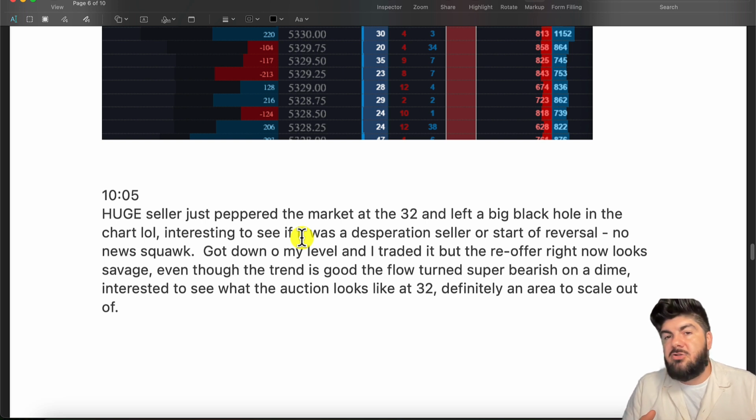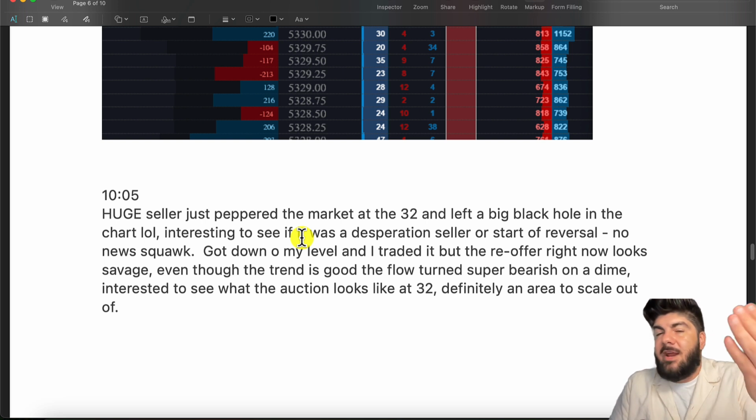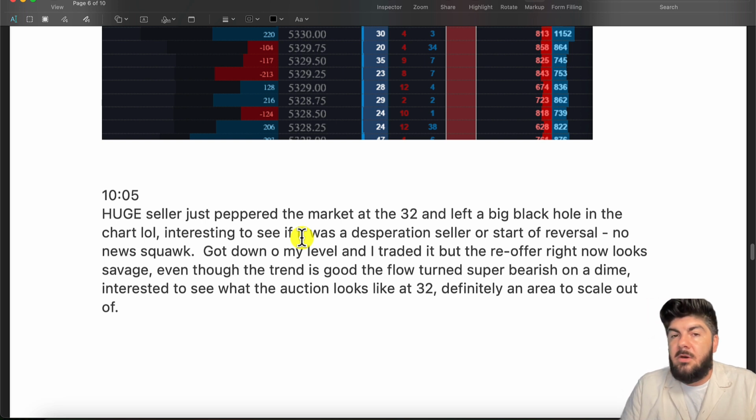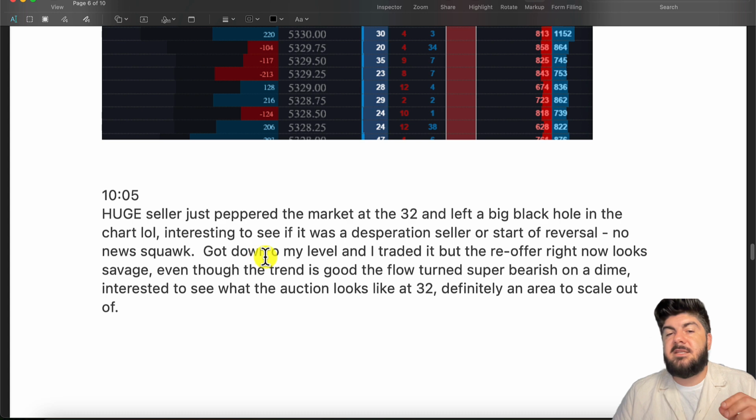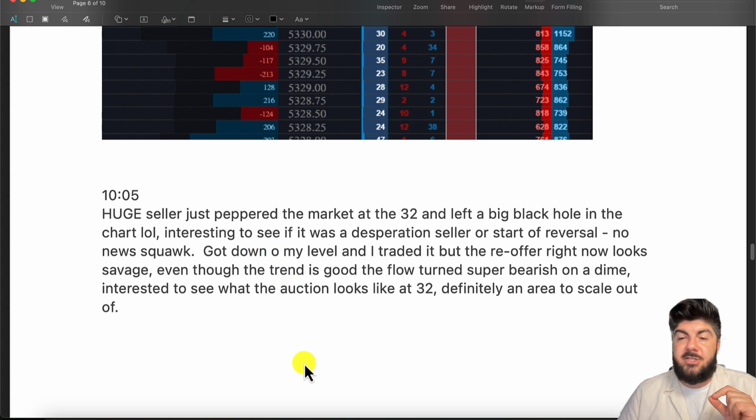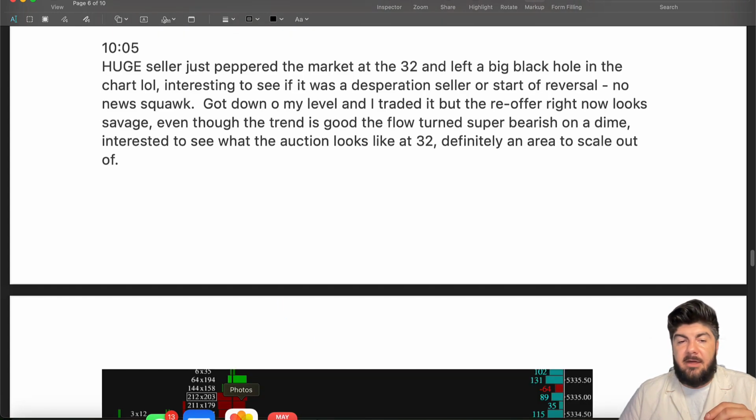So we ran into a big trader. Non-coincidentally, it was right at that big block of buyers that I showed you. And this is the reason I took the profit and said I'm going to give the market some respect, because we have a lot of big buyers above. They're going to try to unload their long position, because once you've bought, you become a seller, right? Got down to my level and I traded it, but the reoffer looks savage. Even though the trend is good, the flow turned bearish on a dime. Interested to see what the auction looks like at 32. Definitely an area to scale out of.